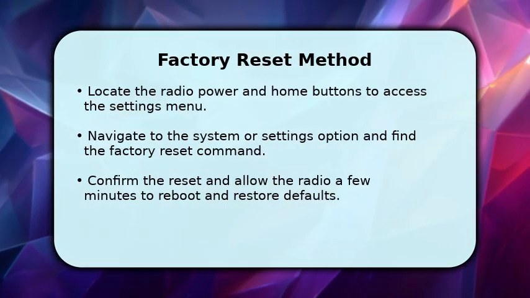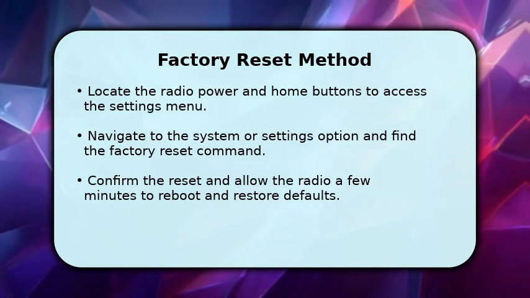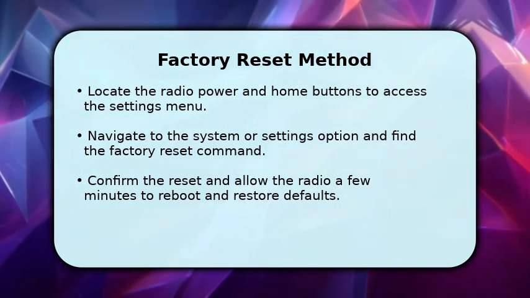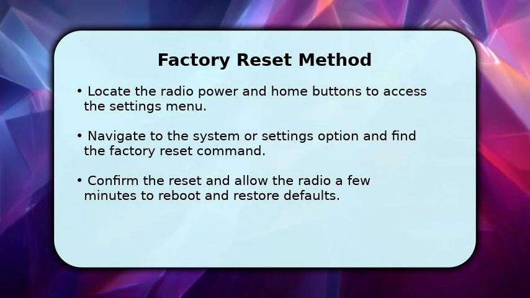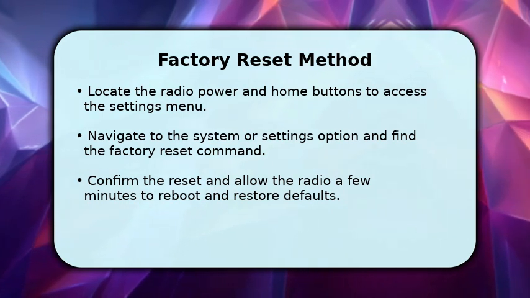If your radio menu allows, start by using the power and home buttons to open the settings menu. Scroll to system or audio settings until you see a factory reset or restore defaults option. Select the reset and confirm when prompted, then wait for the unit to erase custom settings and restart.